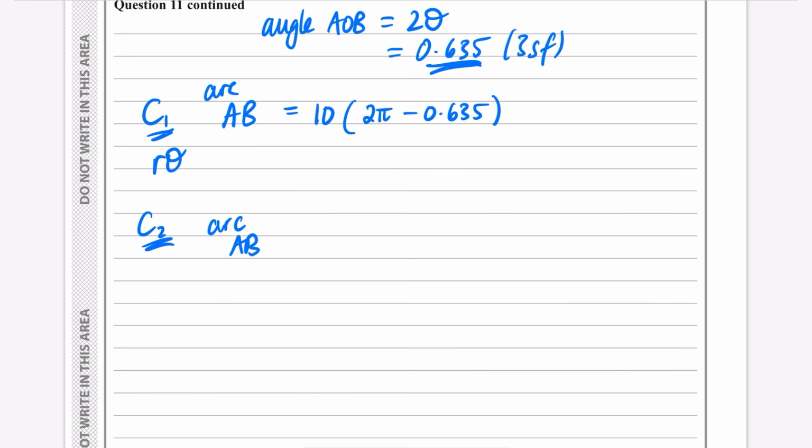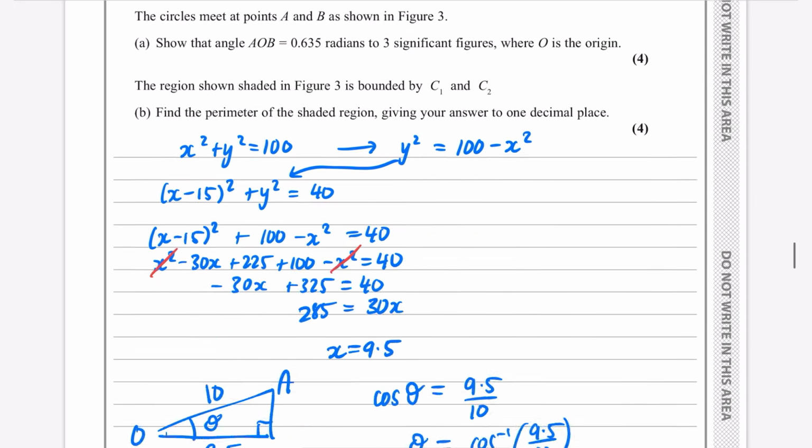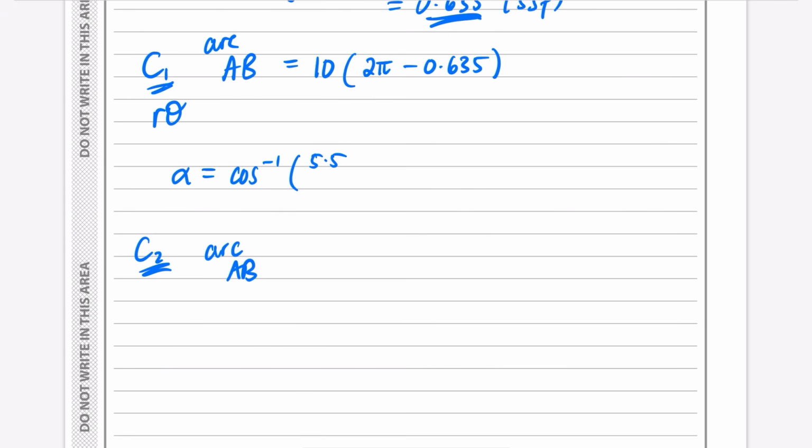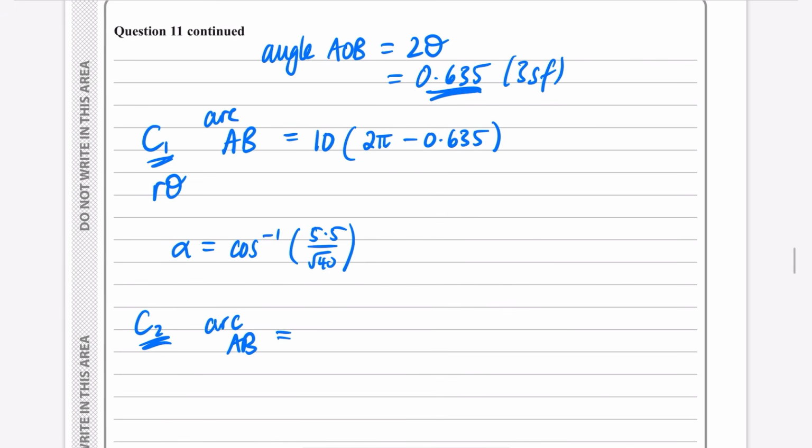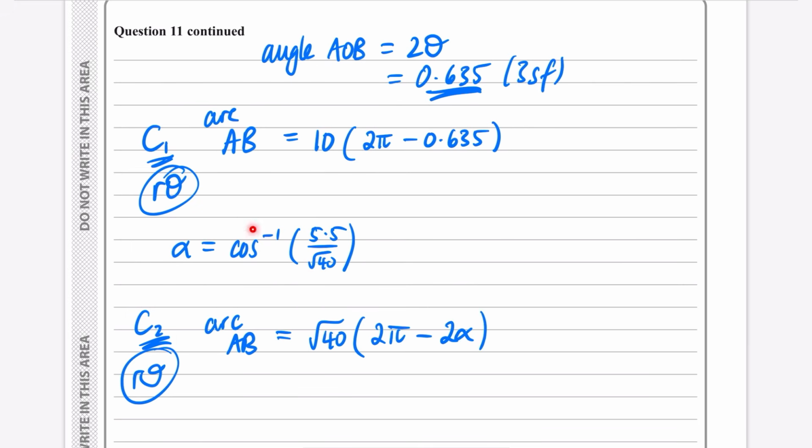So let's just quickly say for our alpha section that we've got, alpha was the inverse cos of the adjacent, which was 5.5 over the square root of 40. And then if we double that, we get what the angle is. So I'm going to say that the arc for AB is going to be the radius, using this r theta formula that we've got. It's the radius, which is the square root of 40. And we're going to do 2 pi minus 2 alpha. I'm not going to bother putting this whole thing into the calculator and writing it as a number. I'm just going to store this on the calculator as alpha that we've got.